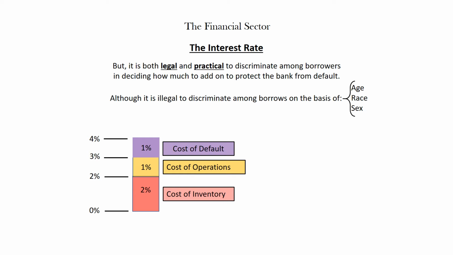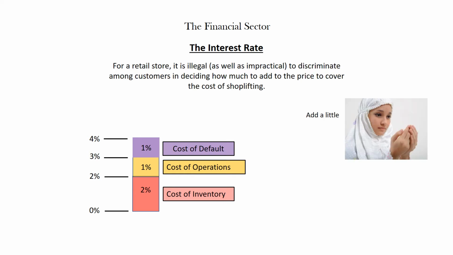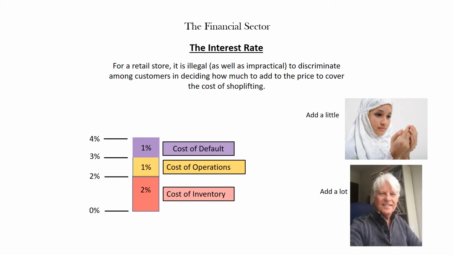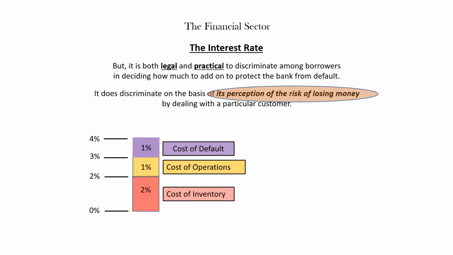So a bank wants to charge the lowest rate that it can, but it must be consistent with protecting itself from the risk of losing money by lending to a particular borrower. Therefore, a borrower that is considered by the lender to be of low risk will only get a little added on in order to cover the cost of default. A borrower that is considered to be of high risk will get a lot more added on. The amount that is added to cover the cost of default is determined by the bank's perception of the risk of losing money by dealing with a particular borrower.